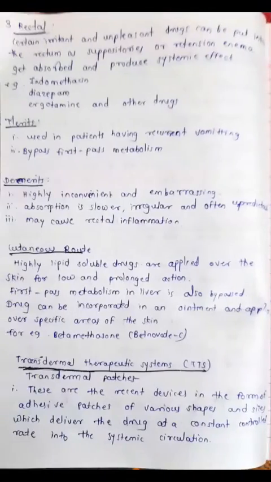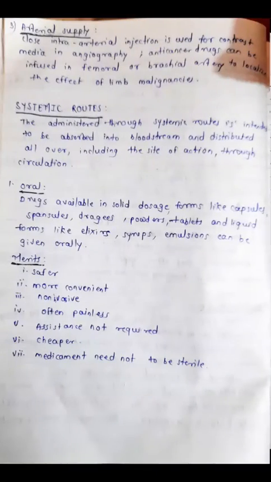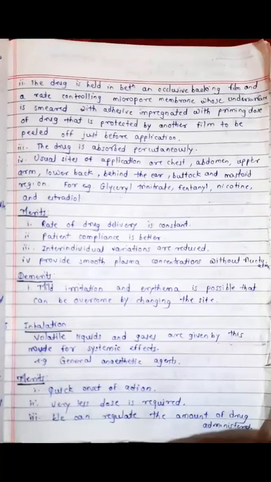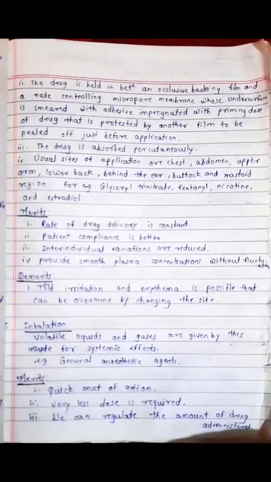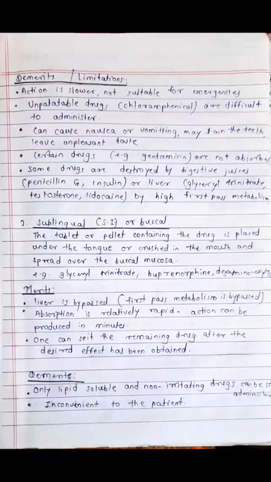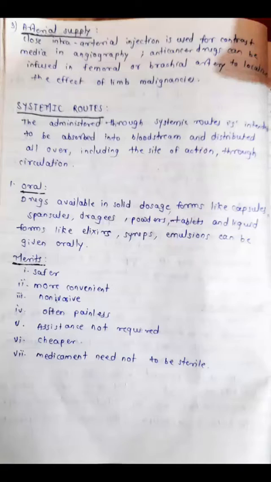So this is about systemic routes of drug administration. In the next lecture we will discuss the parenteral route. Now we will revise systemic routes of drug administration. So what is a systemic route? The drug administered by a systemic route is intended to be absorbed into the bloodstream and distributed all over, including the site of action, through circulation.